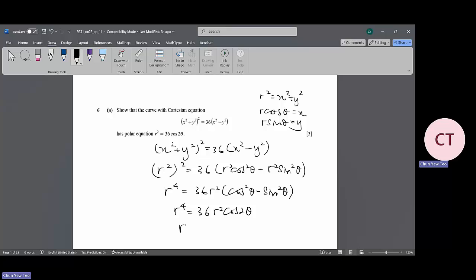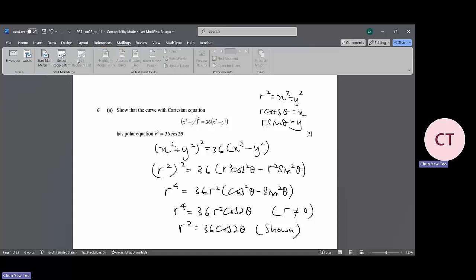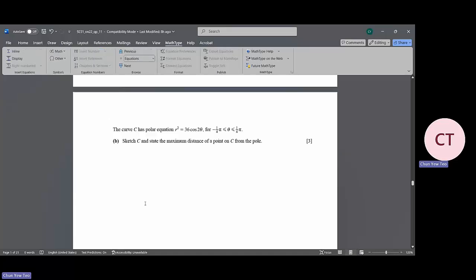You divide everything by r squared. Okay, so we just say that r cannot be 0. So therefore, you get r squared equal to 36 cos 2 theta, as shown. So this will be the answer for number 6A. Now we move on to 6B.